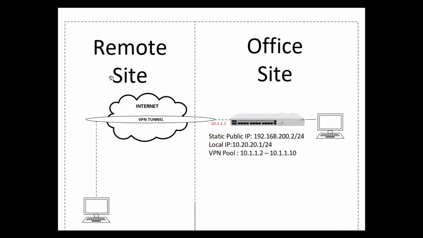For the remote site, we will simulate that this computer, having a Windows 10 operating system, can connect successfully to the office site. Since Windows operating system doesn't have an OpenVPN application installed by default, we need to download and install it manually. I will put the link in the description box below for the VPN application. I am done installing the OpenVPN application here in my computer.